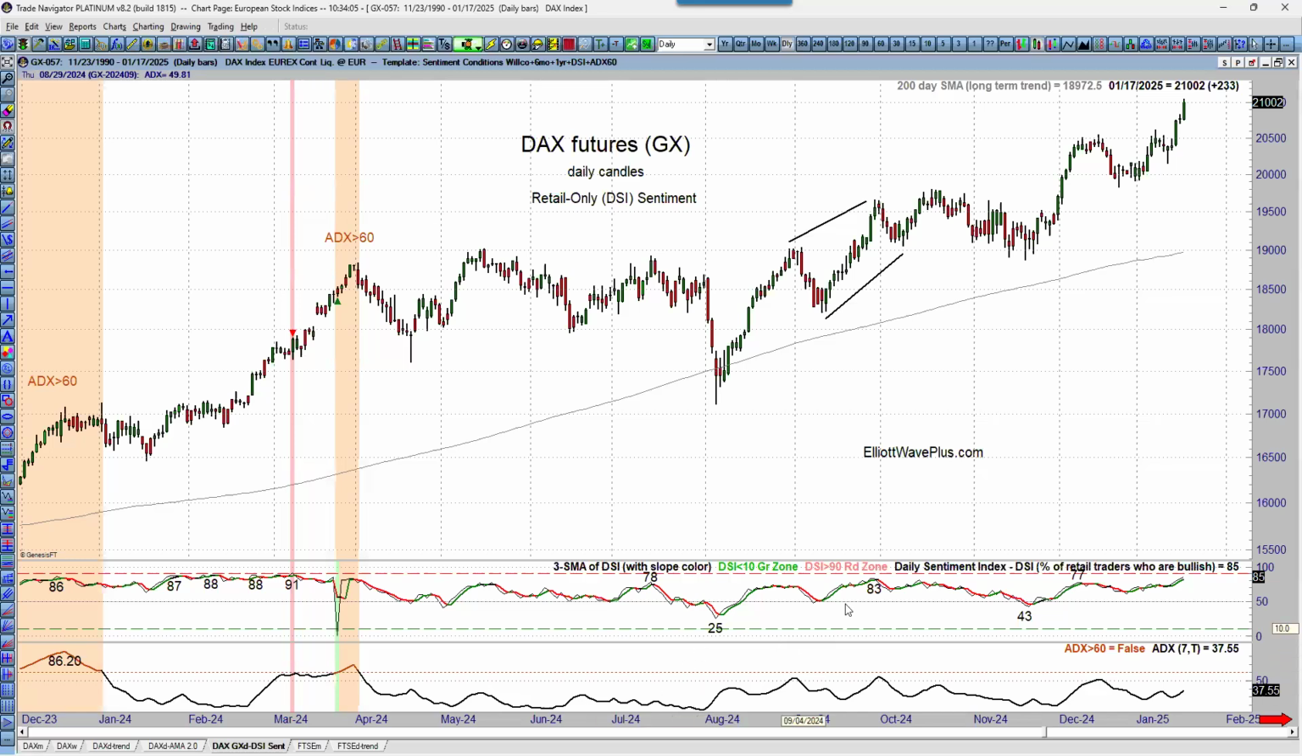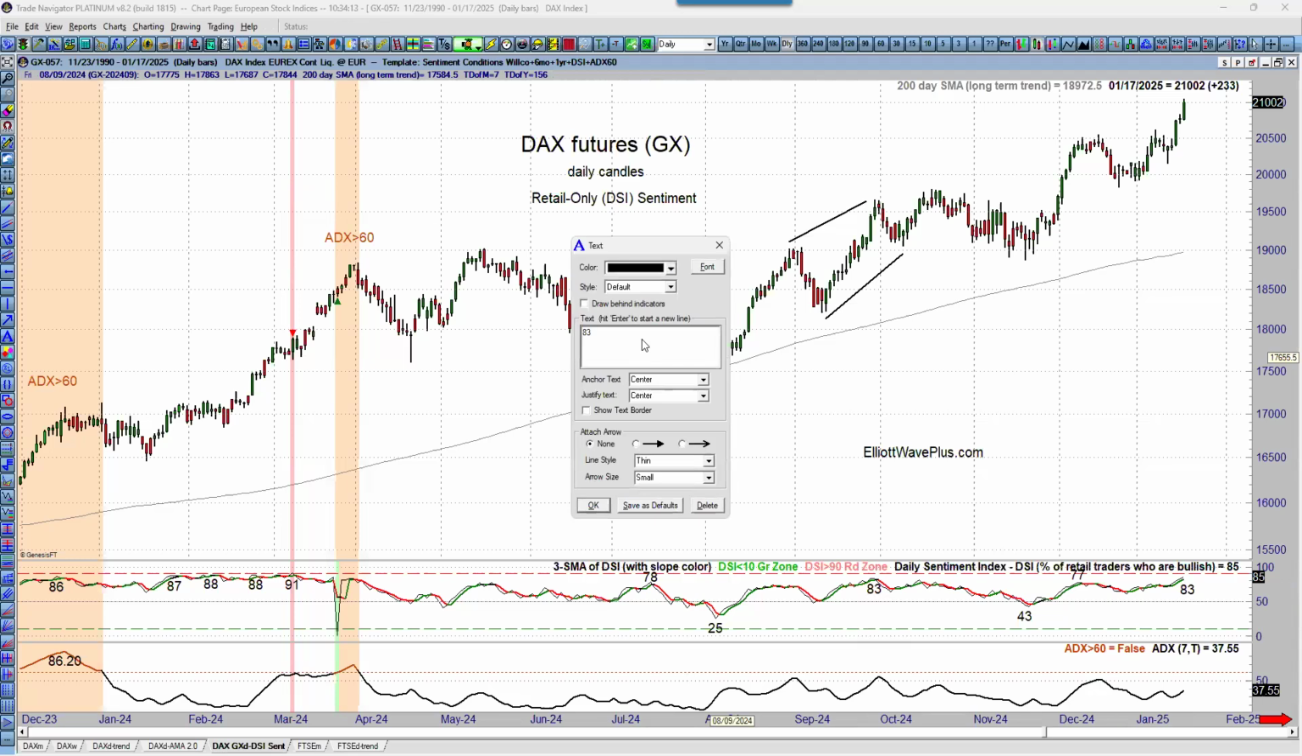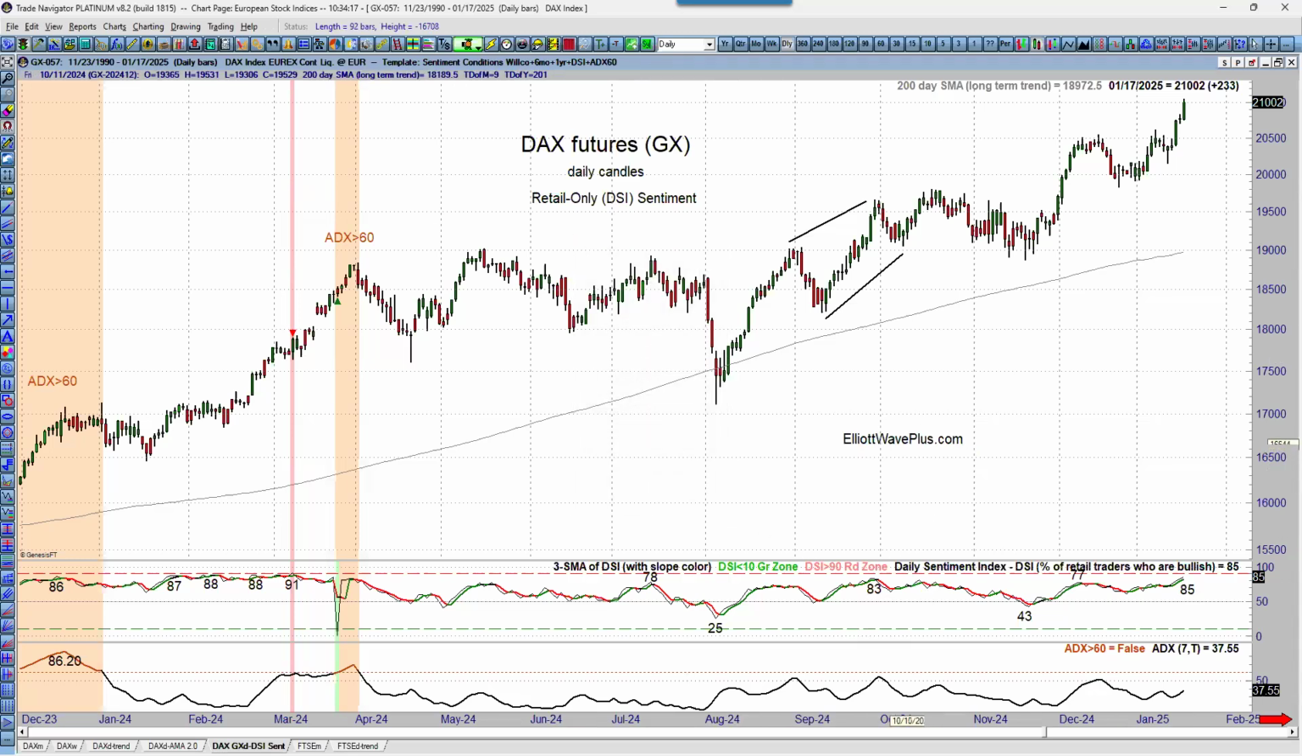Retail sentiment on the German DAX is now up to an 85. That's the highest reading we've seen for retail sentiment on the DAX since way back during this wave 3 to the upside, back here. And that was back in early 2024.